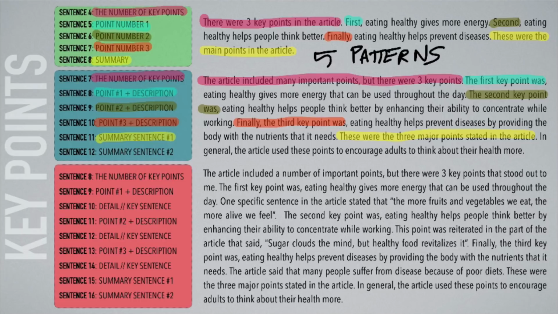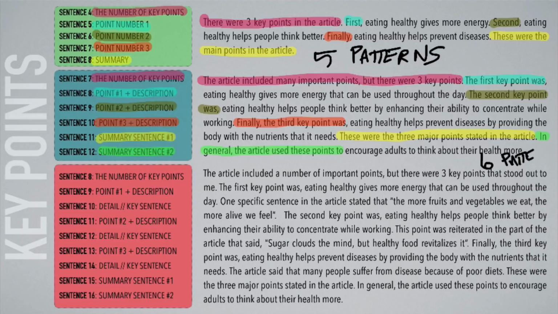Let's go to the next and the final sentence in this section. Summary sentence number 2. It says, in general, the article used these points to encourage adults to think about their health more. So the pattern in this sentence is "in general, the article used these points to."